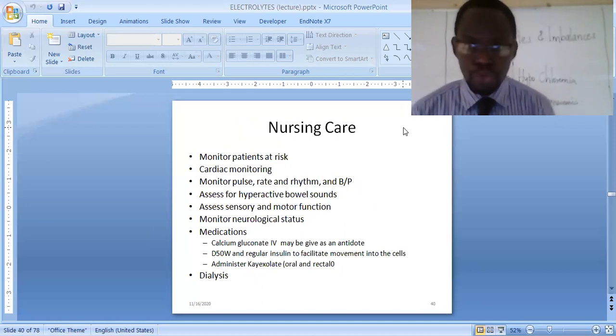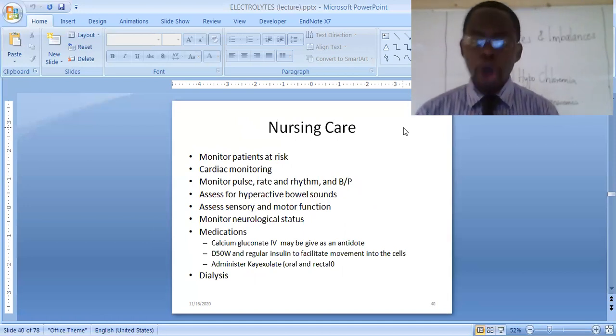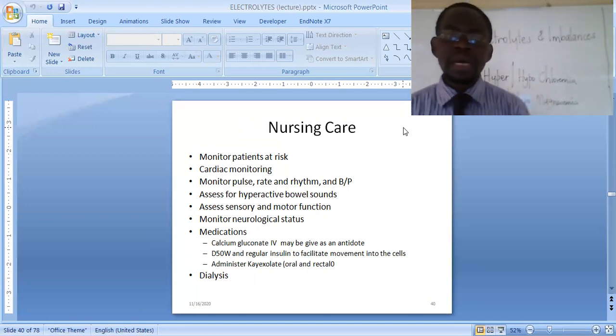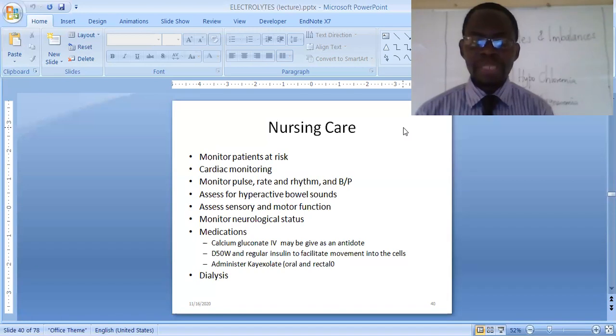So what is the nursing care? What must you do for such a patient? You should always monitor patients who are at risk. Cardiac monitoring is very important. We shall see what cardiac monitoring means. Monitor for dysrhythmias, monitor BP, rate, rhythm, these are also very important. Monitor for hyperactive bowel sounds, and also assess the neurological status of this patient.